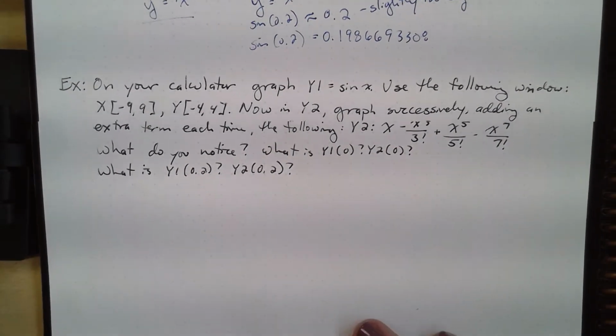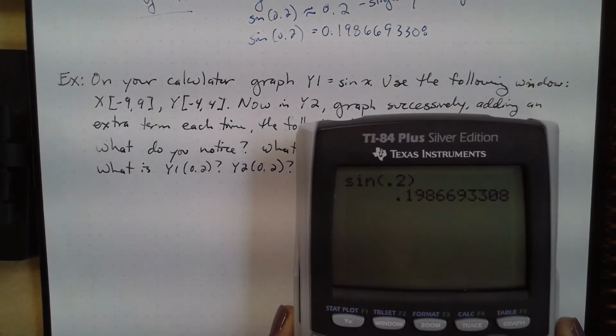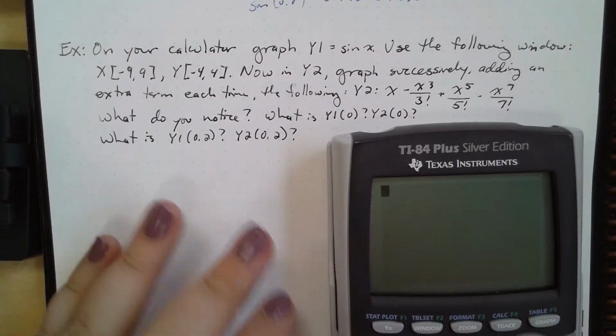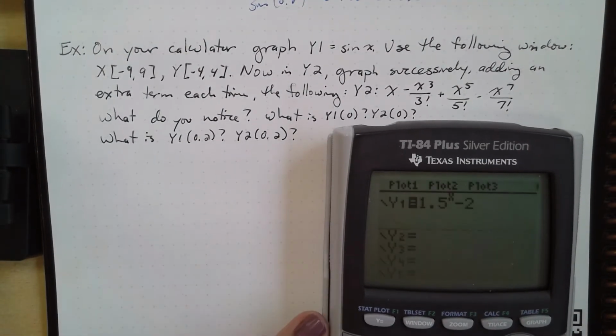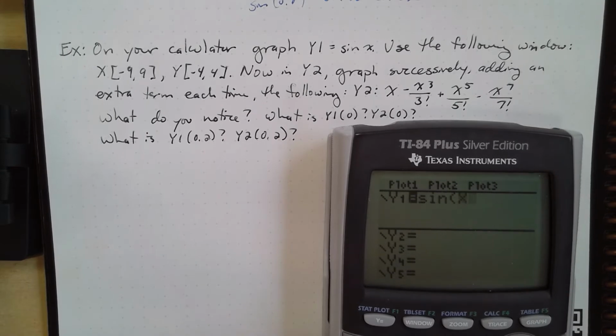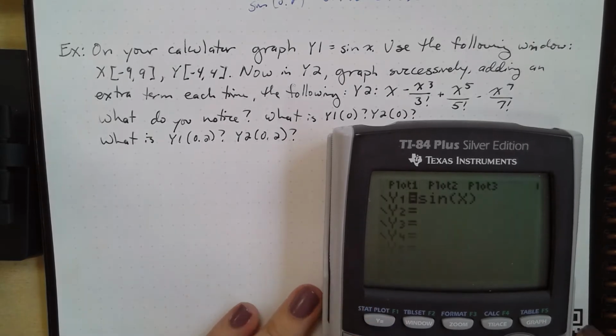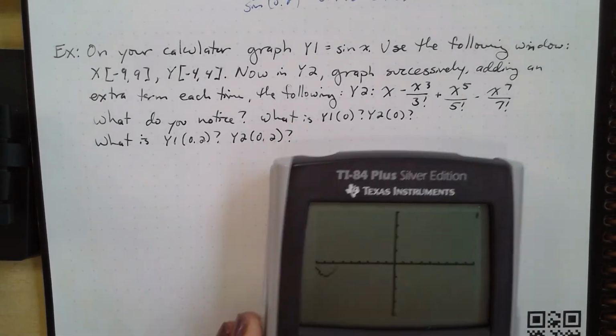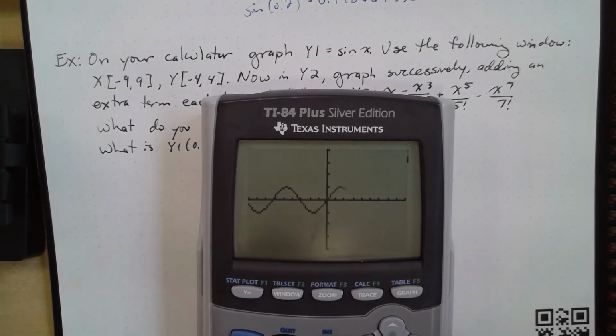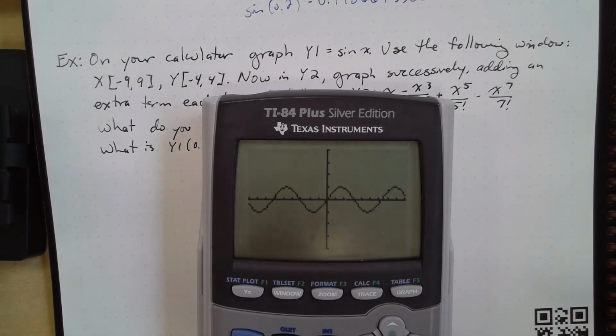Okay, let's go back to our calculator here. On our calculator, we're asked to graph y sub 1 equals sine of x, so sine of x, and we're going to use the window -9 to 9, and y will be -4 to 4. So like graph sine of x. So you've seen sine of x before. That's nice looking, isn't it?